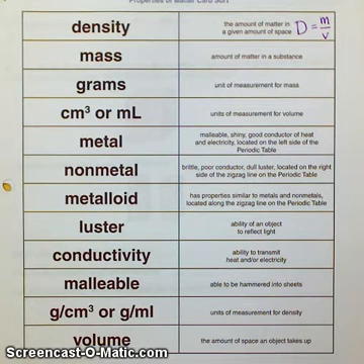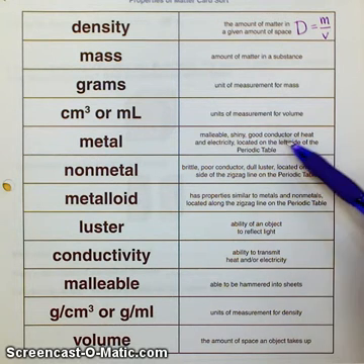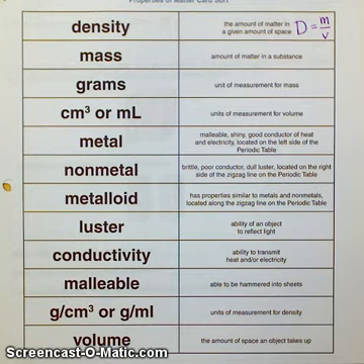Conductivity is the ability of a substance to transmit heat or electricity. For instance, we use copper wire in our houses for wiring because copper conducts electricity well. And that should make sense because copper is a metal, so copper is a good conductor of heat and electricity. Malleable. A substance is malleable if it's able to be hammered into sheets. Ductile is not on here, but you might want to add it to the bottom. Ductile means that something is able to be drawn into a wire.